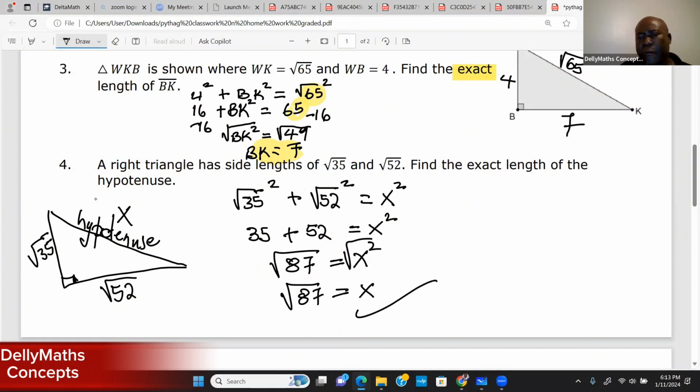Now I'm going to stop here. The reason why I'm going to stop here is because of the narrative of the question. It did say find the exact length. And as you could see here, the exact length is the root of 87.